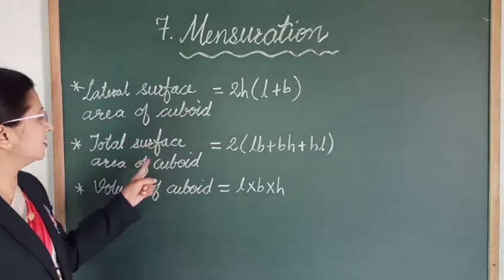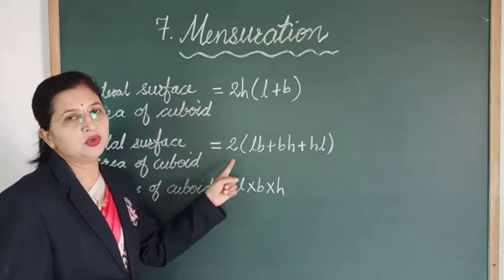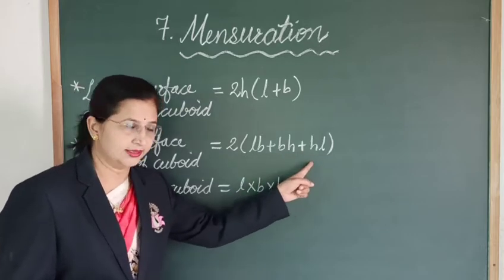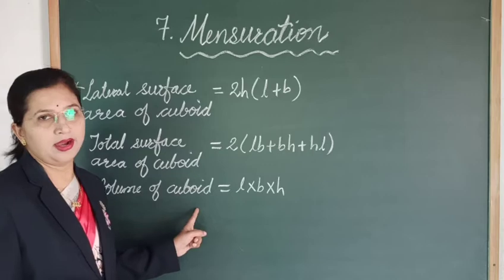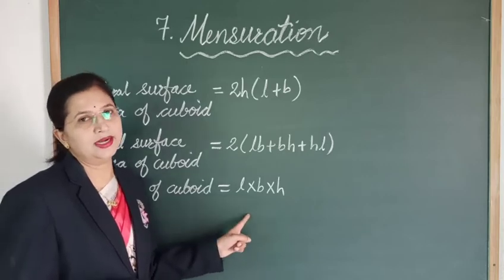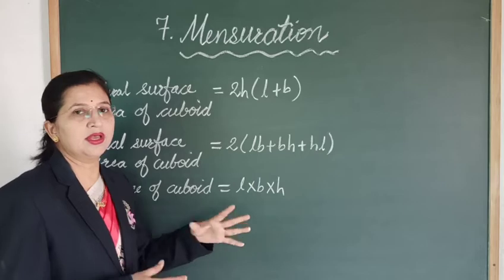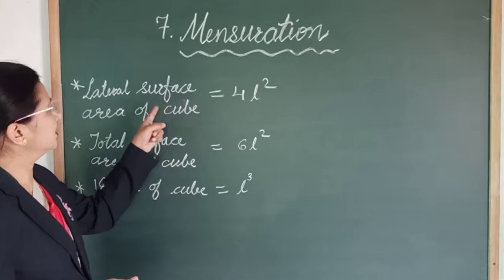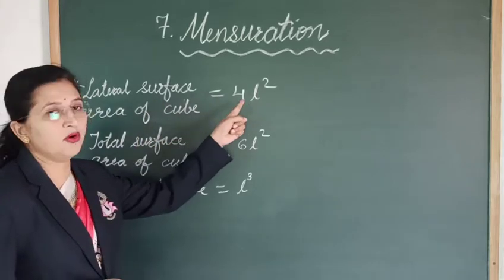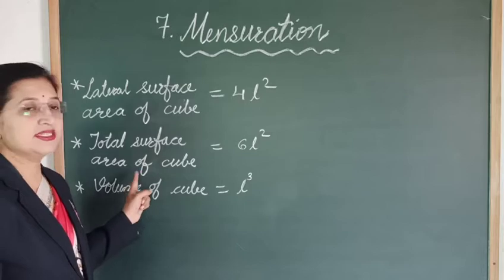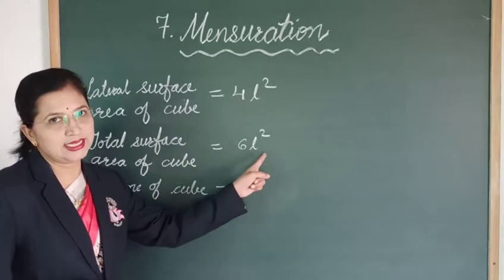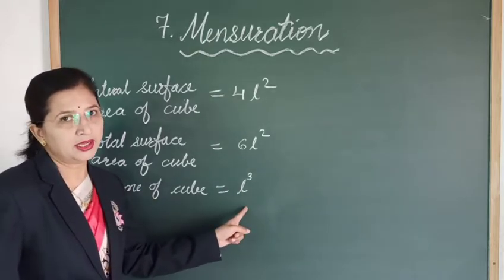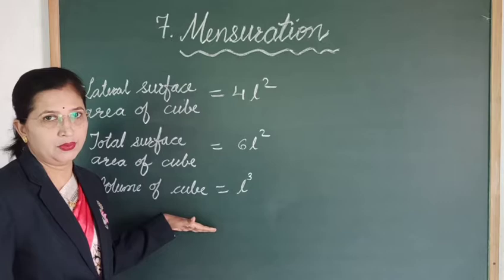Then the total surface area of cuboid is equal to 2 into bracket length into breadth plus breadth into height plus height into length, and the volume of cuboid is equal to length into breadth into height. So this is about the cuboid. Now let's see the cube. Lateral surface area of cube is 4L square. Total surface area of cube is equal to 6L square, and volume of cube is equal to L cube. This is about the cube.